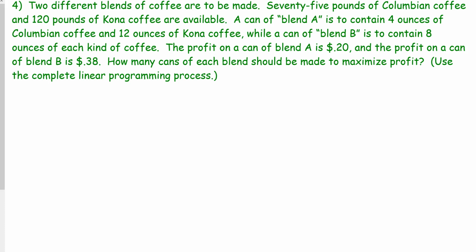The profit on a can of blend A is a whopping 20 cents, and the profit on a can of blend B is a whole 38 cents. How many cans of each blend should be made to maximize profit? Use the complete linear programming process.